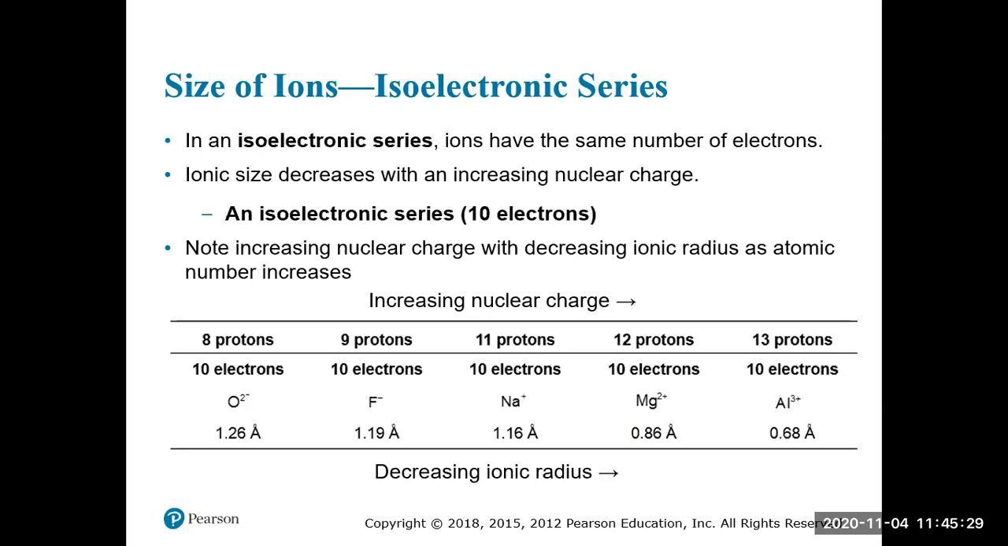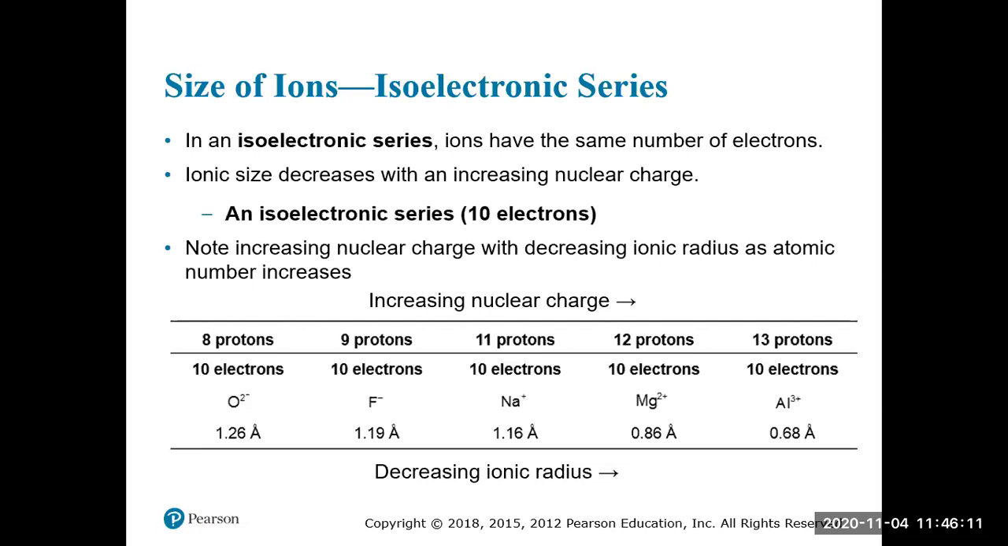When you have ions that have the same number of electrons, that's called an isoelectronic series. And what you find is that the ionic size decreases as you increase the nuclear charge. So below we have an isoelectronic series where each of these ions has 10 electrons. So let's take a look at that. We have O-2, negatively charged fluorine, Na+, Mg+2, and aluminum +3. Each of those, if you counted up the electrons, would have 10 electrons in it.